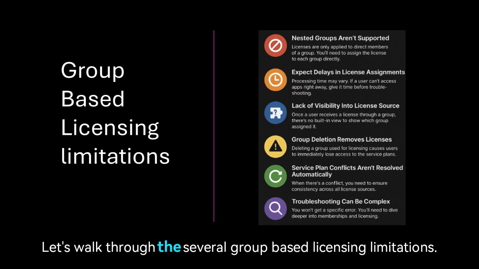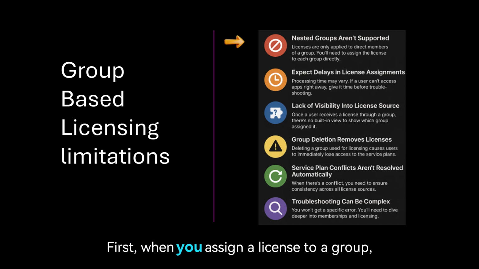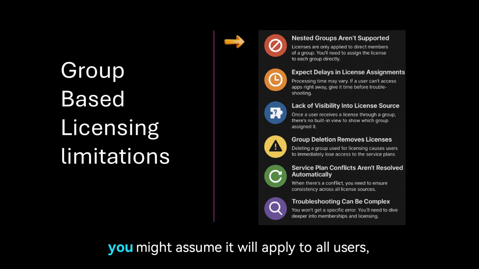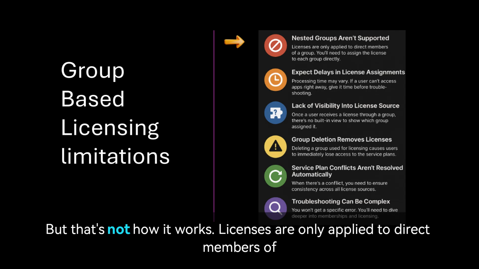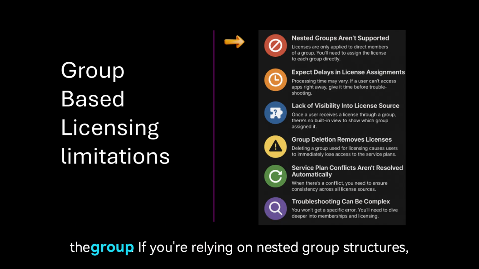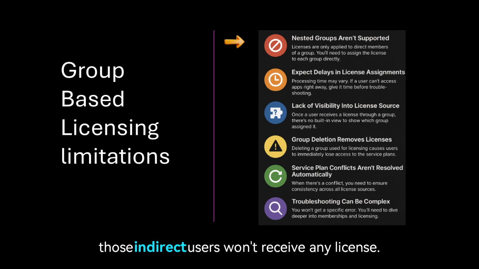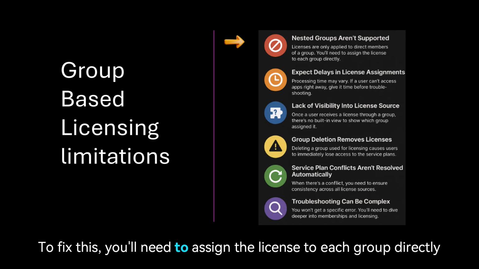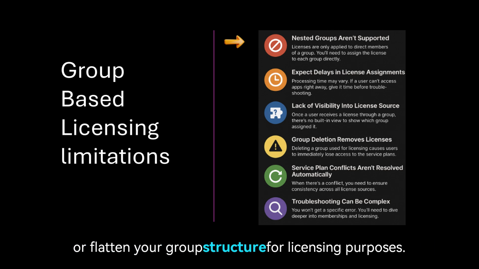Let's walk through the several group-based licensing limitations. First, when you assign a license to a group, you might assume it will apply to all users, even if those users are part of a nested group. But that's not how it works. Licenses are only applied to direct members of the group. If you're relying on nested group structures, those indirect users won't receive any license.